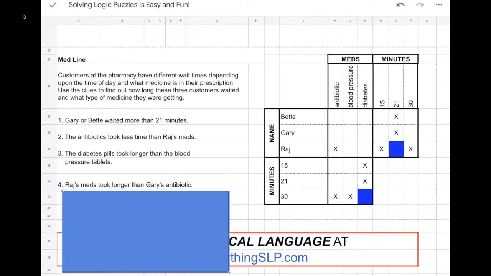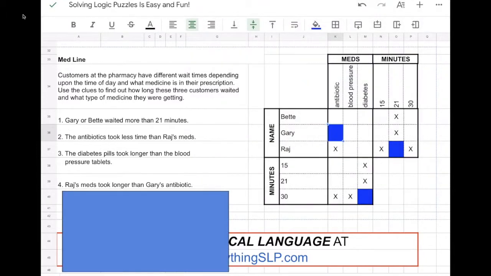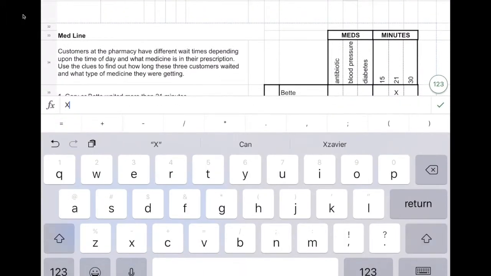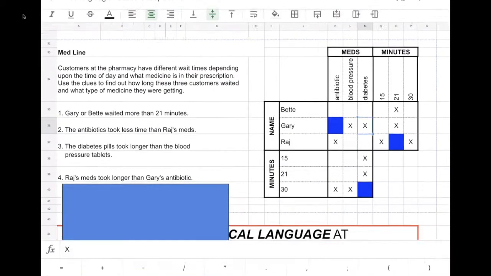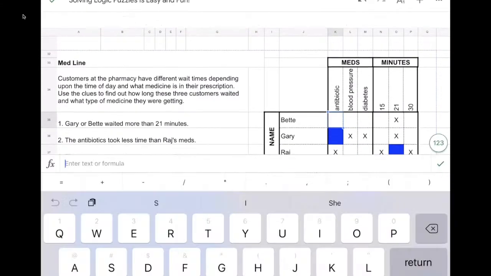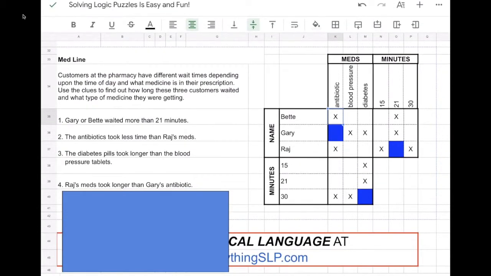There we go. Raj's meds took longer than Gary's antibiotic. Well, first of all, we know Gary has an antibiotic, so let's fill that in, because that is known. We know that's true, and now we know some things that are not true. Cross those out. Gives us important information, because now we can see Gary is not 21 minutes. We're going to cross that one out as well.